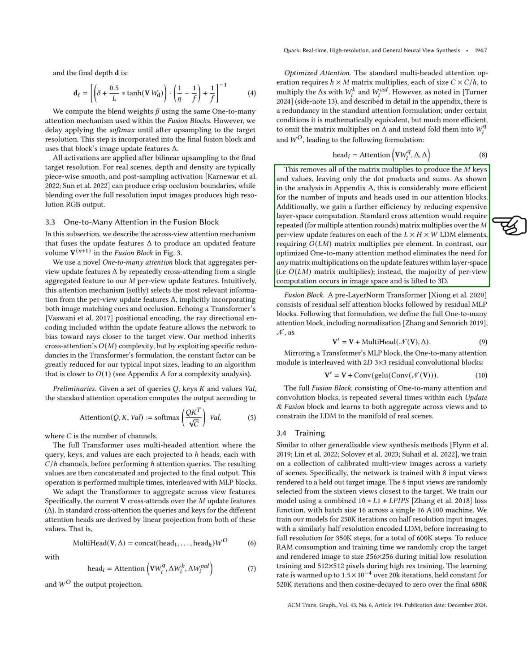This optimization significantly reduces the computational load, especially for the number of inputs and heads we use in our attention blocks. Our one-to-many attention method avoids matrix multiplications on the update features, shifting most computations to image space and elevating them to 3D.